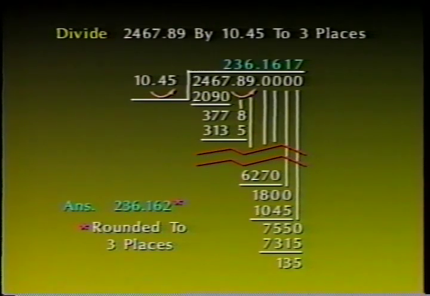Move the divisor's decimal point to the right enough places to make it a whole number. Move the decimal place in the dividend the same number of places to the right. Position the decimal place in the quotient directly above the decimal point in the dividend. You will generally have to add zeros to the dividend to attain the required number of decimal places in your answer.